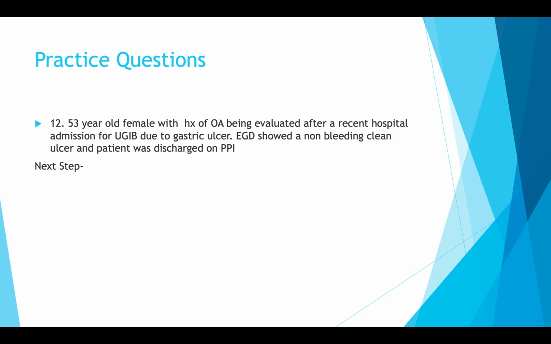Right, our last question. We have a 53-year-old female with a history of osteoarthritis being evaluated for a recent hospital admission after an upper GI bleed due to a gastric ulcer. EGD showed a non-bleeding clean-based ulcer, and the patient was discharged on PPI. So what will be the next step? Patient has OA, and she's taking ibuprofen for her osteoarthritis. So you tell them to stop the NSAID. That is the number 1, important step.